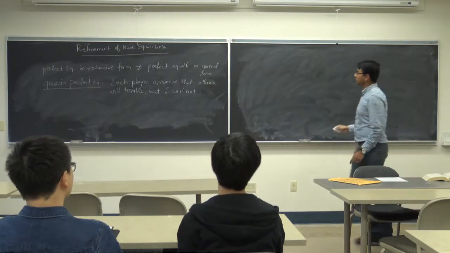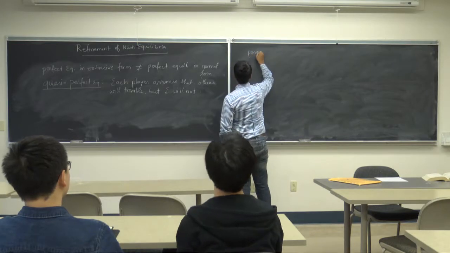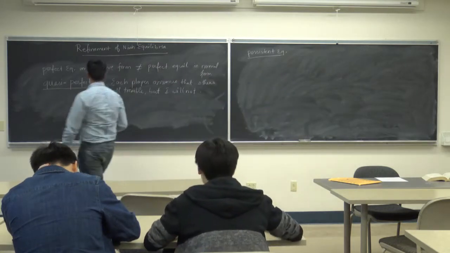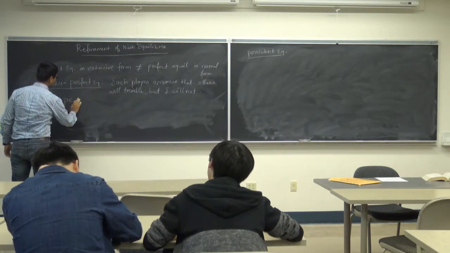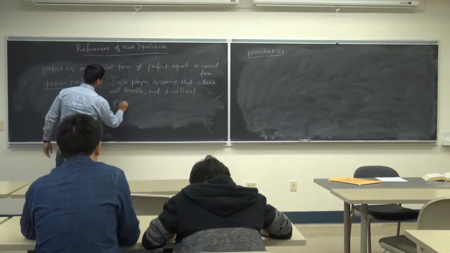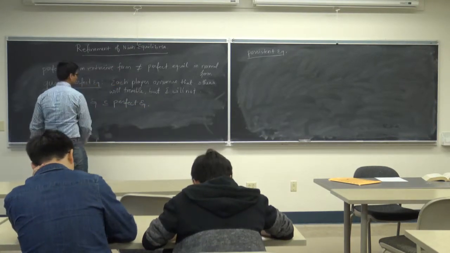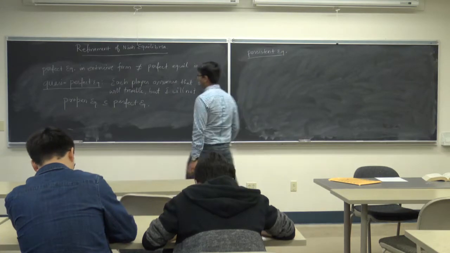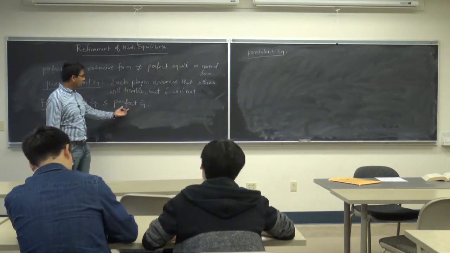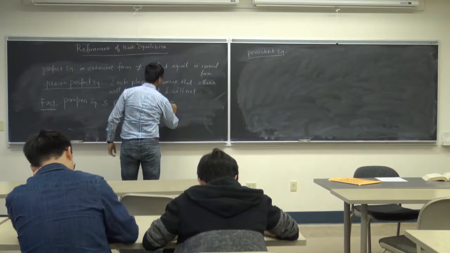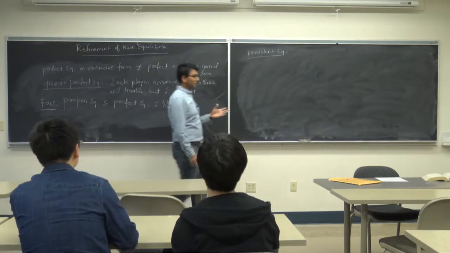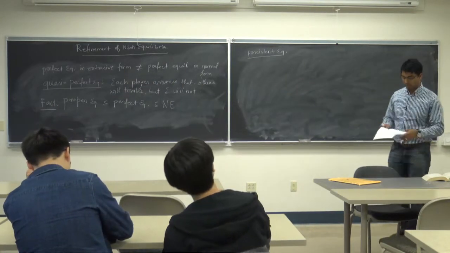The next in line is persistent equilibrium. Oh, the other fact that I forgot to write, I mean I didn't forget to write, I said it in the class, that proper equilibrium is a subset of perfect equilibrium. This is a fact. So, of course, perfect equilibrium is a subset of Nash equilibrium, right? So, you are trying to refine the Nash equilibrium further and further so as to find which equilibrium is the best equilibrium to play with.